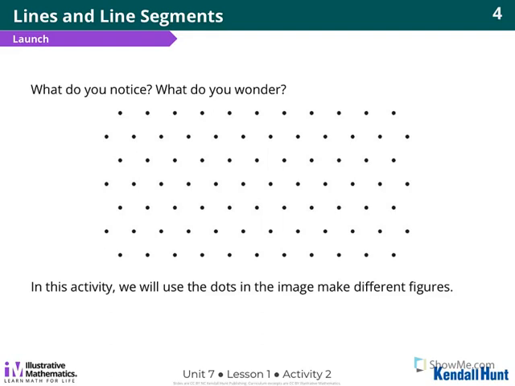Books should be closed. This is our launch for activity 2. What do you notice? What do you wonder? Kaylin. Notice it looks like one of those grooves that you see when you just start making shapes on them, like with the rubber bands? That's what I was thinking of.